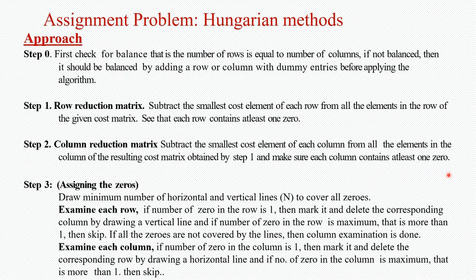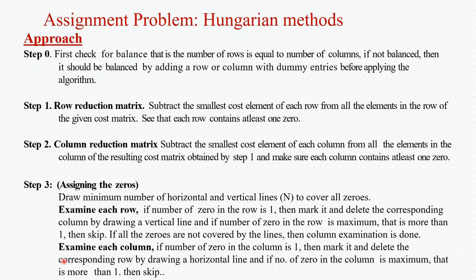Step 3. Assigning the zeros. Draw the minimum number of horizontal and vertical lines, n, to cover all zeros. Examine each row. If the number of zeros in the row is 1, then mark it and delete the corresponding column by drawing a vertical line, and if the number of zeros in the row is more than 1, then skip. If all the zeros are not covered by the lines, then column examination is done.